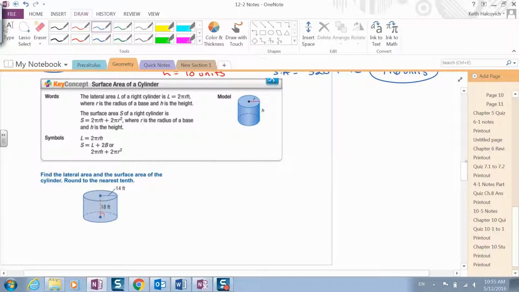Surface area of a cylinder. It's the same as a prism, except now the base is a circle. And remember, the perimeter of a circle is equal to the circumference. Those are the same thing. So instead of saying perimeter of the base times height, we say circumference times height, or 2 pi r h.